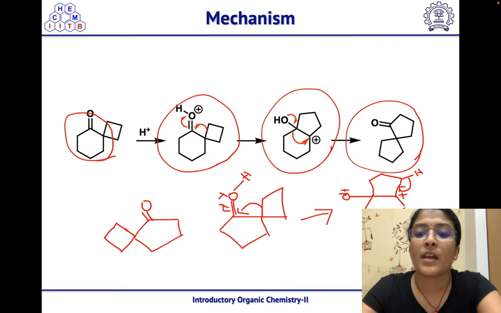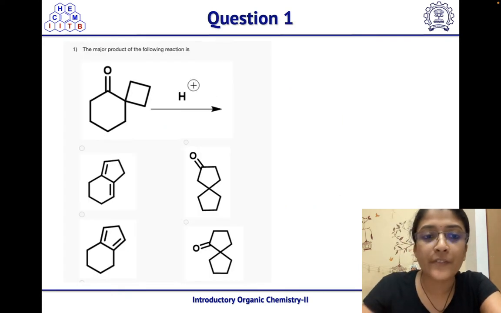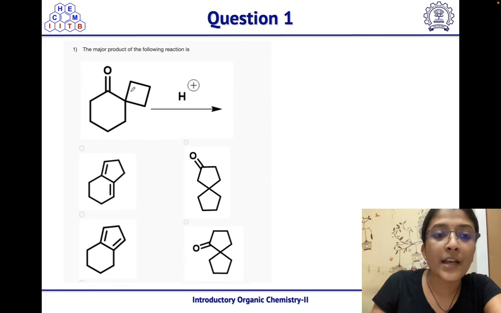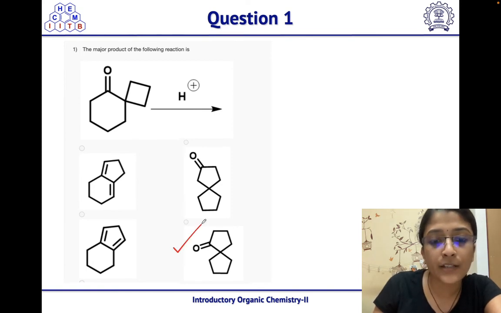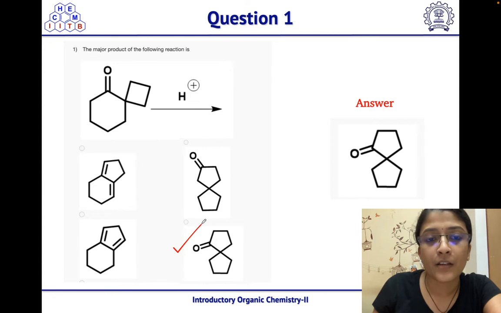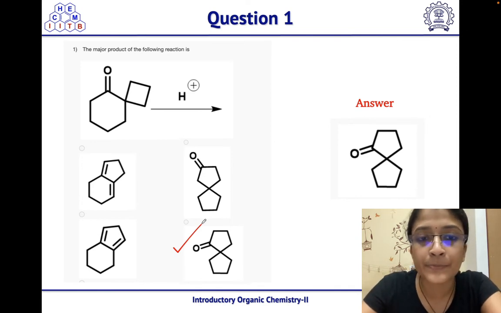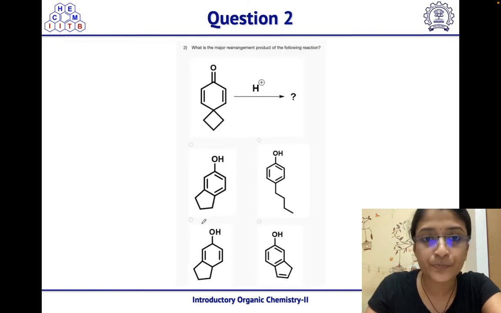Okay. So the answer for our first question is, when there is a rearrangement taking place to this system, the product we are getting is option D. Any doubt regarding the mechanism or any of the migrations that are taking place? Okay. Now we will move to question number 2.